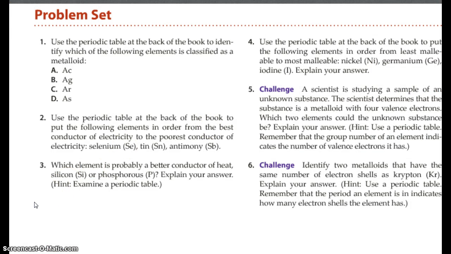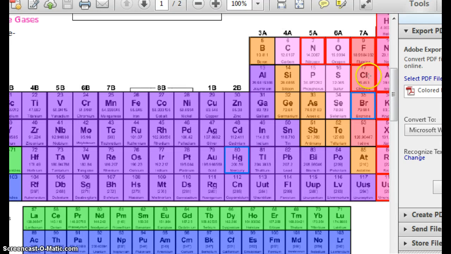Which element is probably a better conductor of heat, silicon or phosphorus? Explain your answer. All right, so we have phosphorus and we have silicon. Which one's the better conductor of heat? Hit pause. Answer is silicon would be better because it's a metalloid. It's closer to being a metal. Nonmetals, again, are poor conductors.